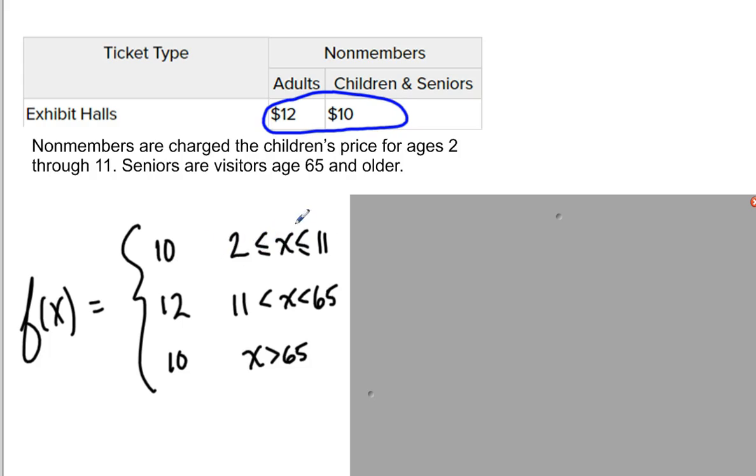Okay, and here's where we have the different domains. These are the domains depending on which age you are, you pay a different amount. So the first one is for the child, the adult, and this should be greater than or equal to 65.